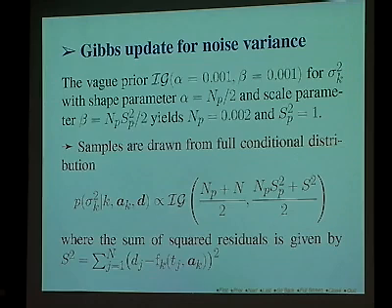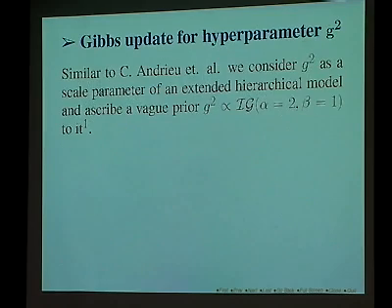As I said, I use a vague prior, almost non-informative, with alpha 0.01 and beta 0.01, so the scaling factor and shape parameter are close to 0. And I draw a sample from this distribution, which is the full conditional. Here you can see the full conditional, and the sum of squared residuals goes into this distribution. In a similar way as Andrew worked, I draw from the inverse gamma, which is the full conditional, for the hyperparameter G square.